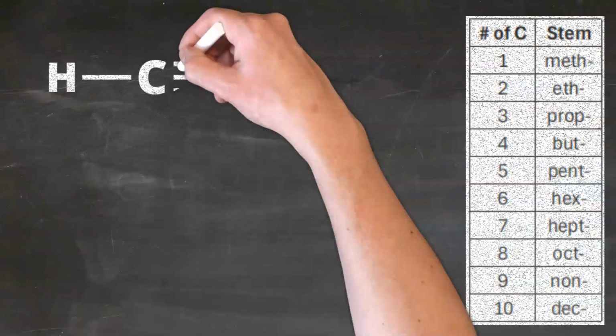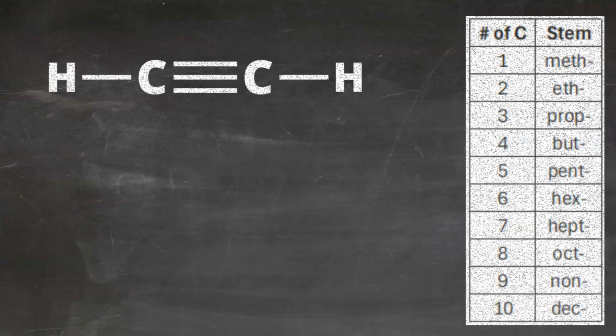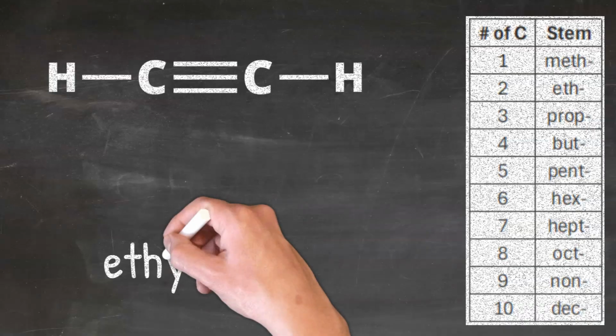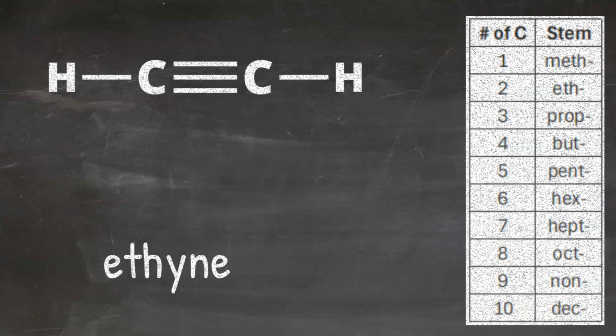So in our first example, we will look at a molecule that has 2 carbons and a triple bond in the middle. The stem that we are going to use is eth because eth corresponds to having 2 carbons in our structure. Because we have a triple bond in the structure, we will use the suffix -yne. So the name of this molecule would be ethyne.